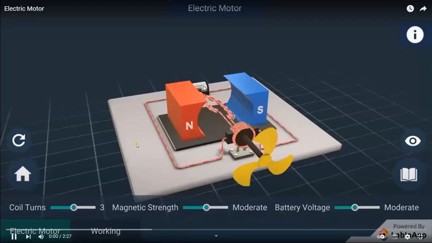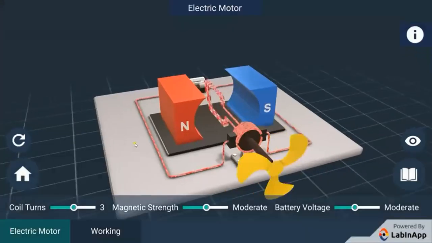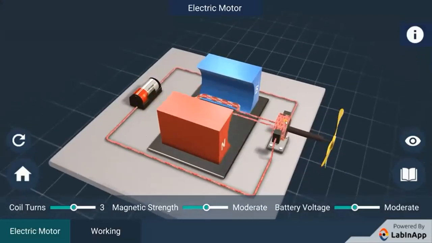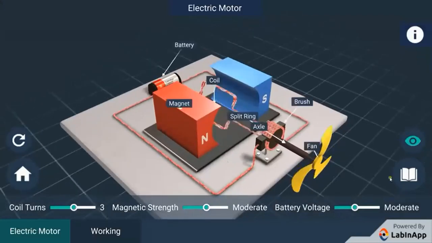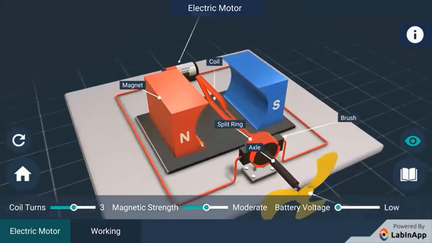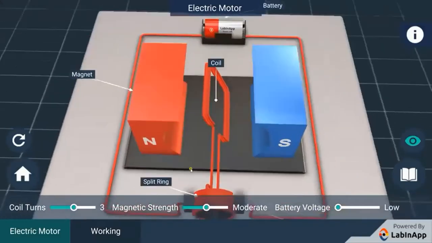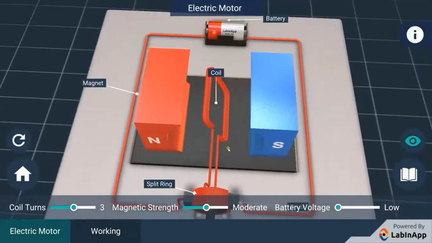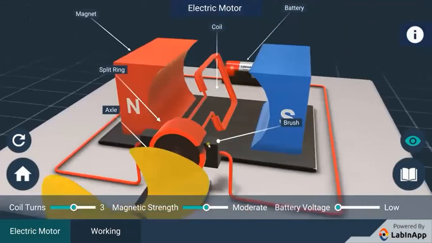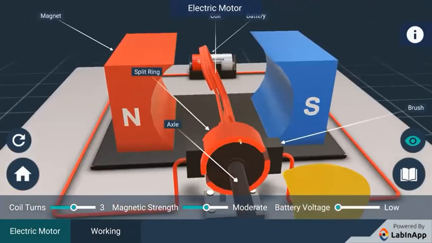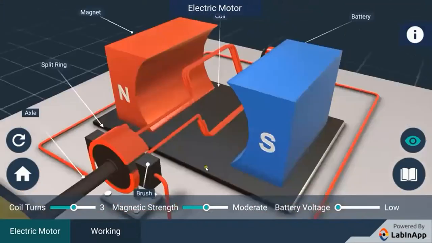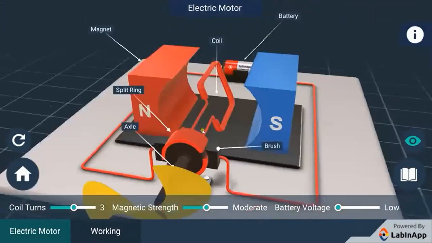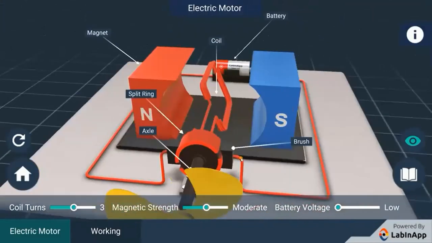Do you know how an electric motor works? An electric motor converts electrical energy to mechanical energy. An electric motor consists of a rectangular coil of insulated copper wire. The coil is placed between the two poles of a magnetic field. The ends of the coil are connected to the two halves of a split ring. The inner sides of these halves are insulated and attached to an axle. The external conducting edges touch two conducting stationary brushes.